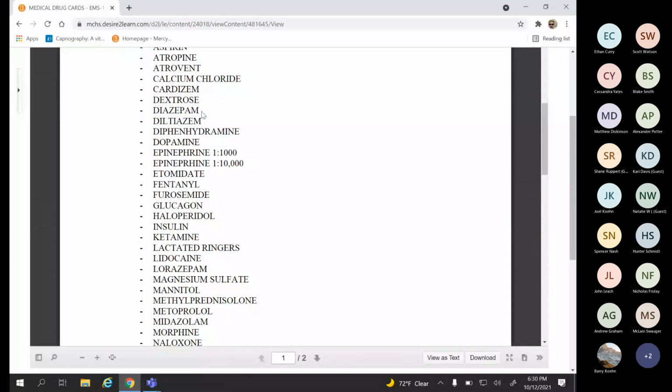0.3. 0.3 milligrams per kilogram. This is pretty common. Again, it's a hypnotic to kind of put the patient in a trance before we administer a paralytic.